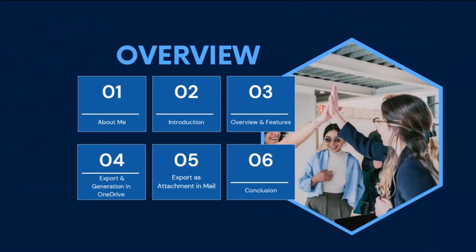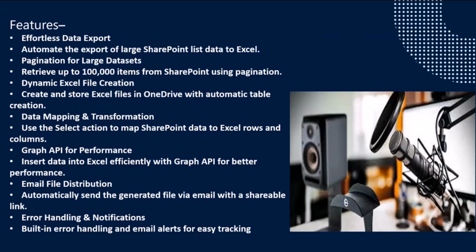So this is the overview. In this demo we will go through the overview and then the features, and then export generation will be there, and then it will save in OneDrive, and it will also send the exported file as an attachment in the mail. So basically, this is a Power Automate solution that helps you export a large data set from a SharePoint list into Excel, especially when you're working with bulk data.